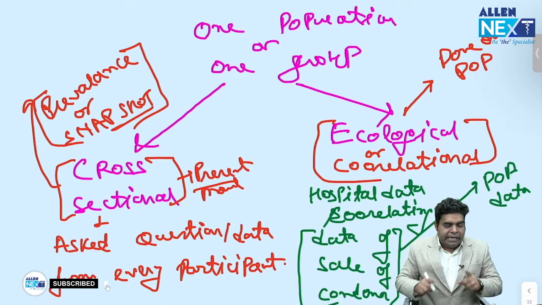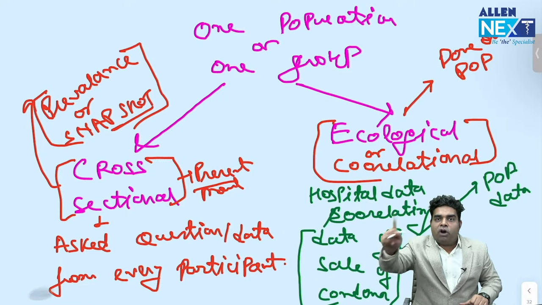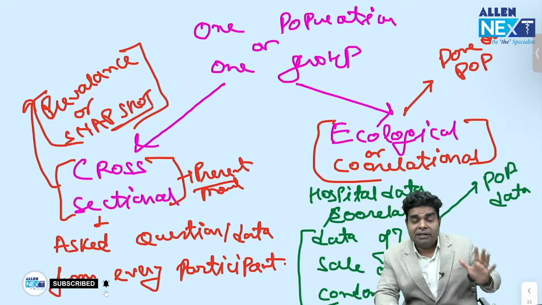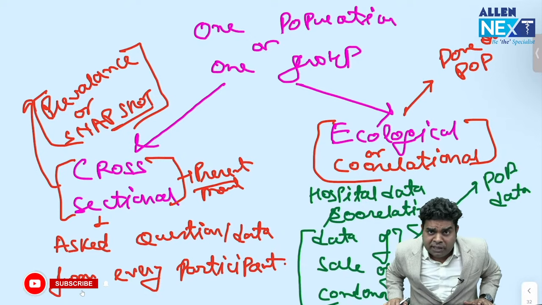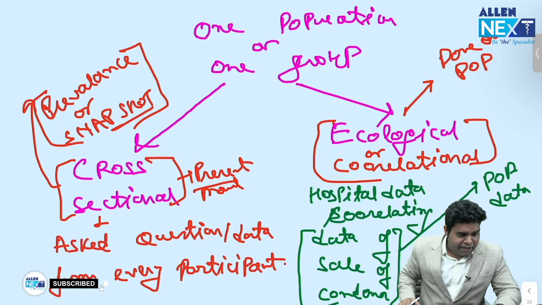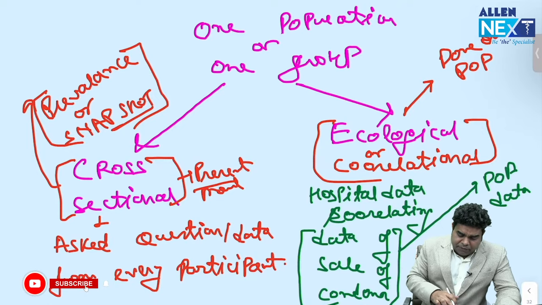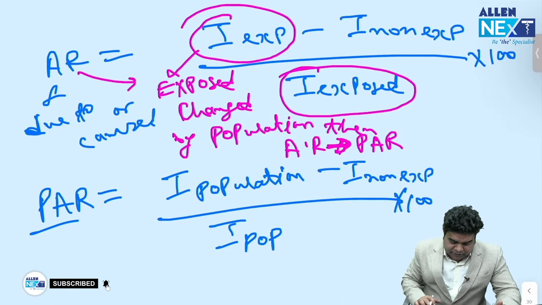Okay. So in ecological, I am not asking questions from anyone. In cross-sectional, I ask questions from everyone. This is the way to differentiate between them. Okay, my dear friend Jimmy Jaipur Jackson, I hope it is clear. Now, if it is one group or one population, this is the way to answer.